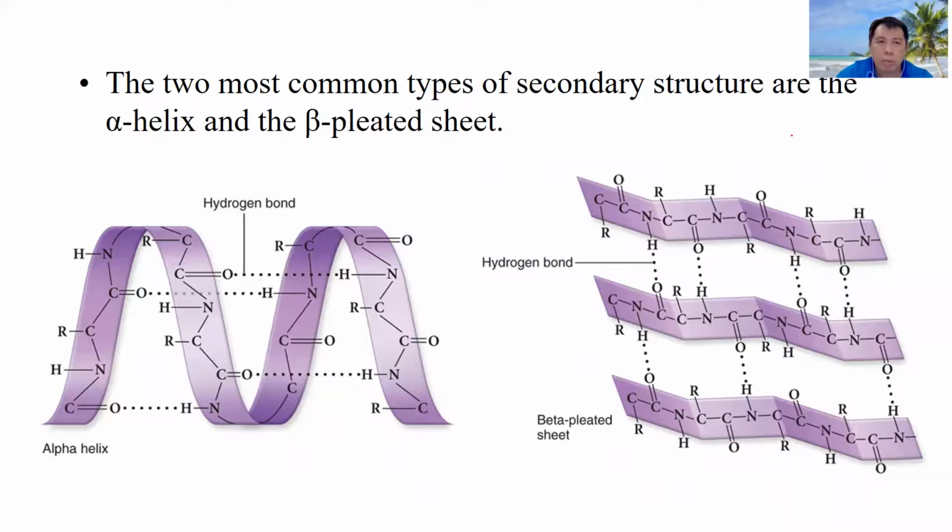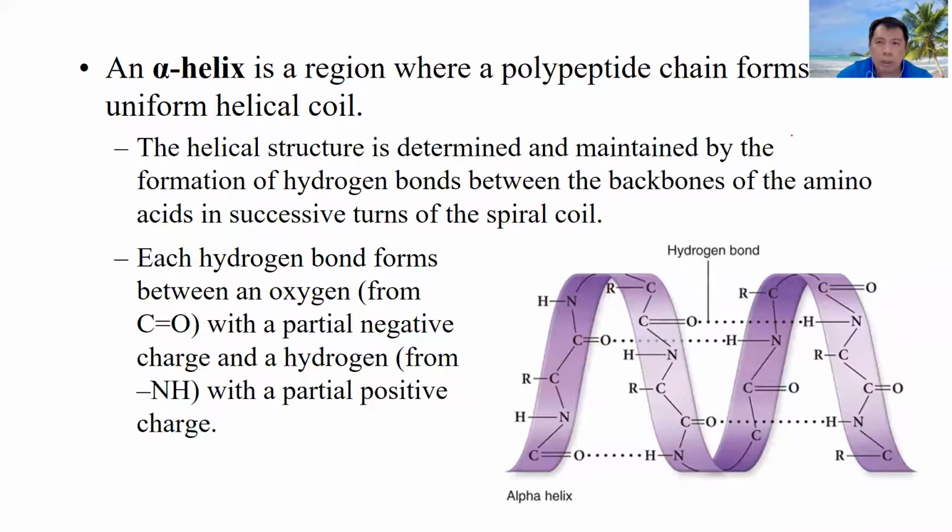And this one, as you know, is the alpha helix and the beta pleated sheet. So how is the alpha helix formed? It's a region where a polypeptide chain forms a uniform helical coil. This helical structure is determined and maintained by the formation of hydrogen bonds between the backbone of the amino acids of the polypeptide, so they have successive turns of the spiral coil.